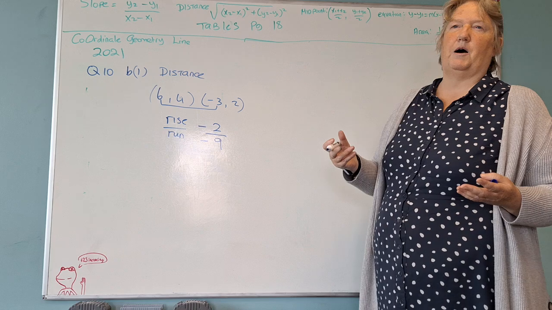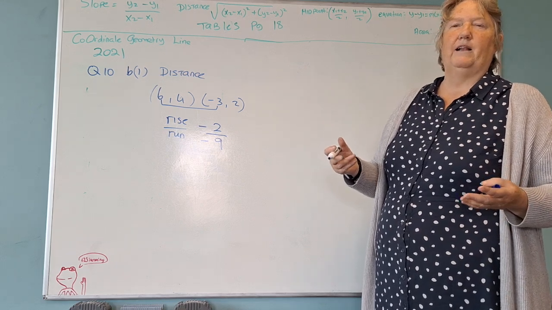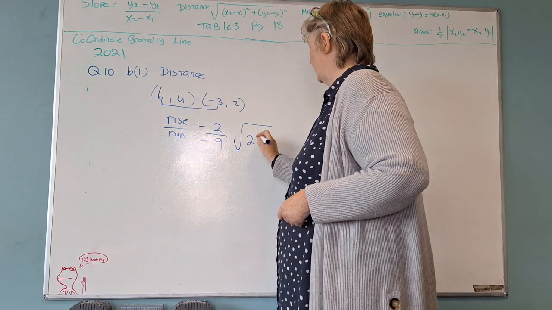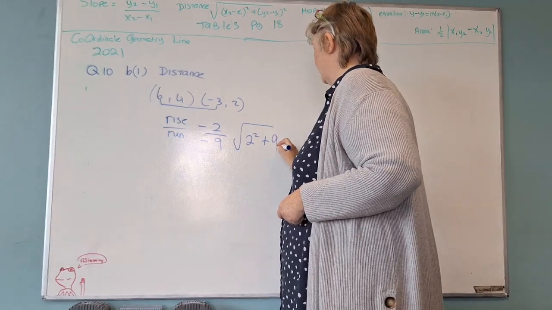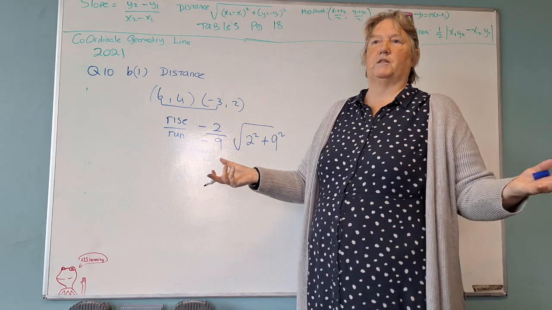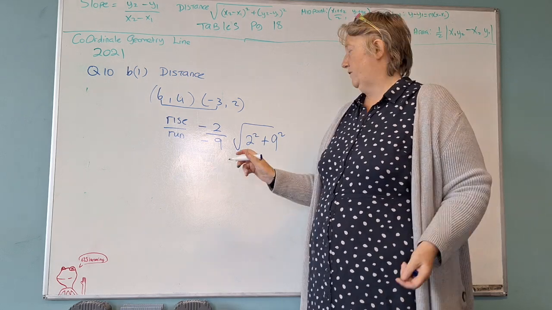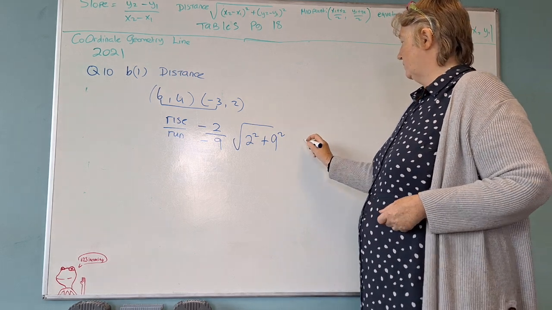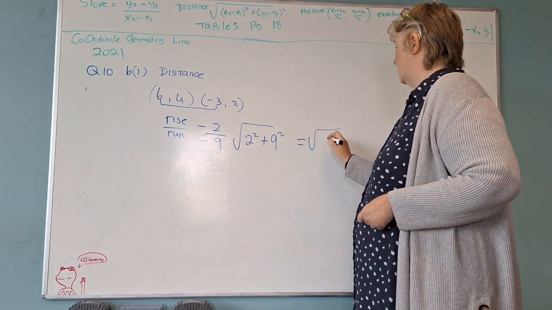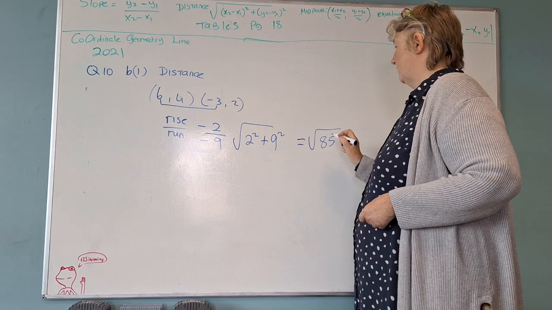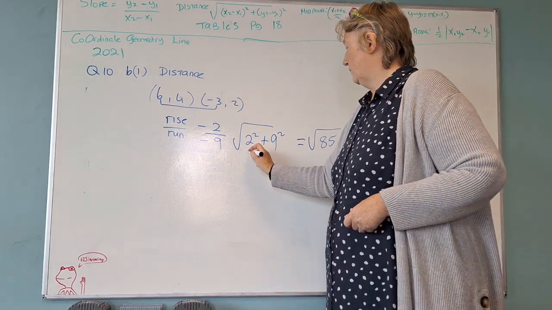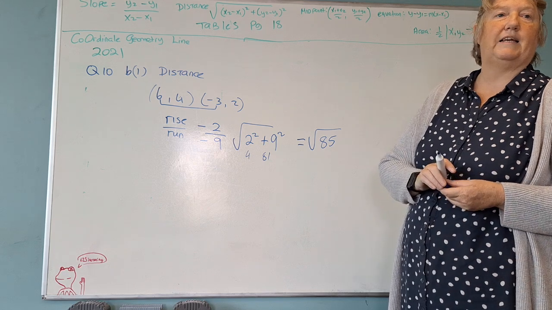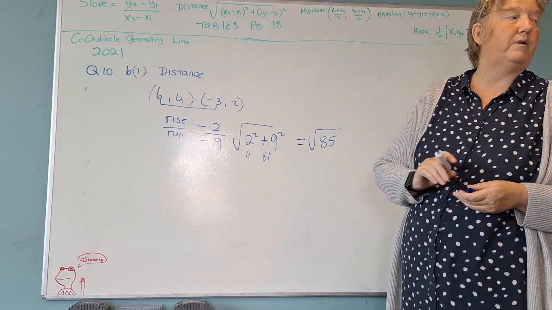Remember, we're doing the modulus in complex numbers, same thing. Okay? The square root of 2 squared plus 9 squared. I'm not bothering with the minus because minus by minus gives you plus. Even if you put in minus 2 minus 9, you're going to get the same answer. 2 squared plus 9 squared is the square root of 85, because 2 squared becomes 4 and 9 squared becomes 81. Okay? That's how to get the distance using the slope.